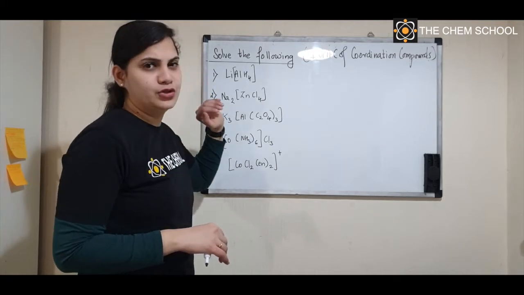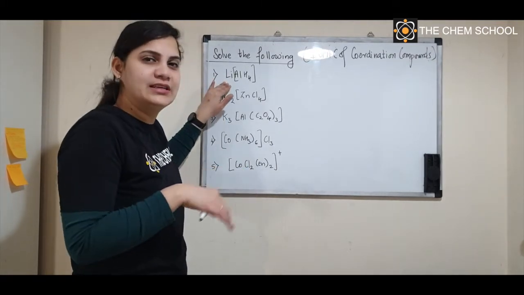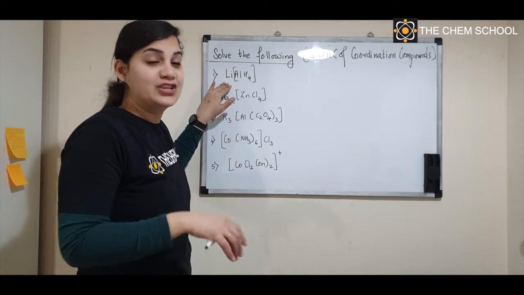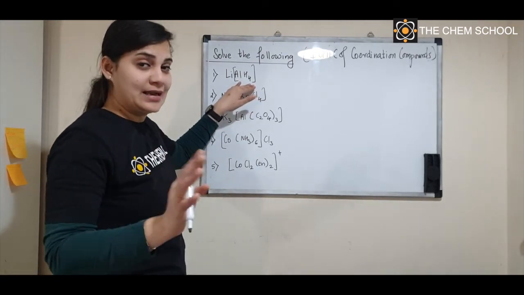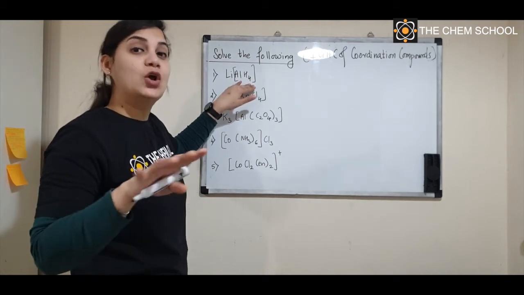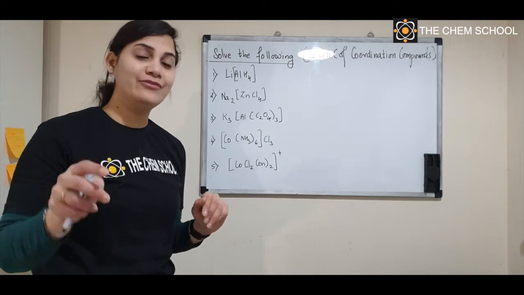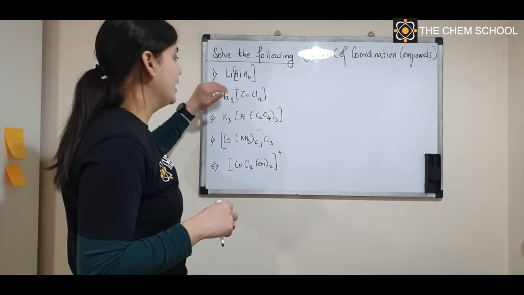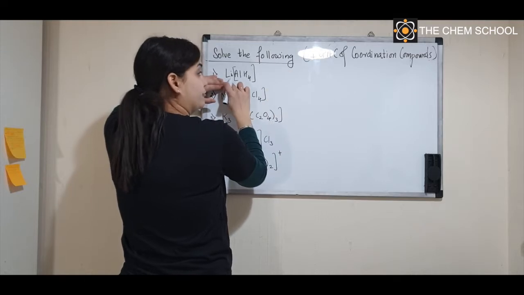Now have a look at the first one. Usually when you see this complex, you will just see it as LiAlH4. Very few people use the bracket for this one. That is lithium aluminum hydride, a common name. Let's write down the IUPAC nomenclature for this reducing complex. So here the name will be, first one is lithium.